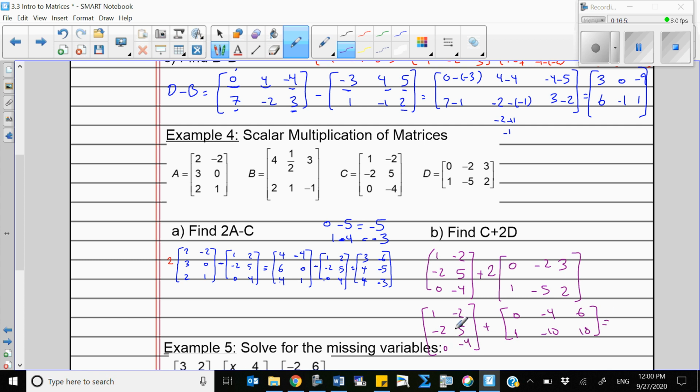Now, am I able to add these two matrices? No, I can't, because the first matrix is 3 by 2, but the second one is 2 by 3. They don't have the same dimensions, so I'm not even able to add them. So from the first point, I didn't even have to multiply 2 by this, because I know that these two matrices do not have the same dimensions. So this one is not able to add.